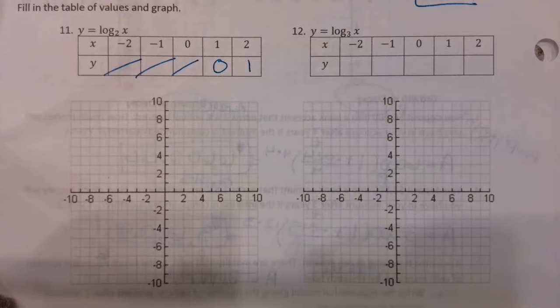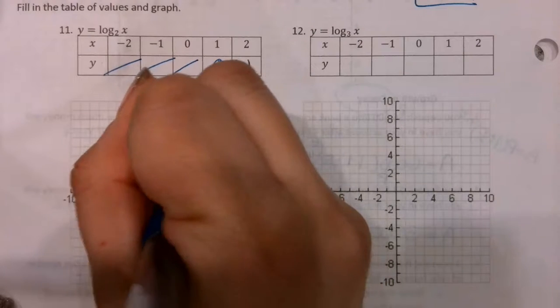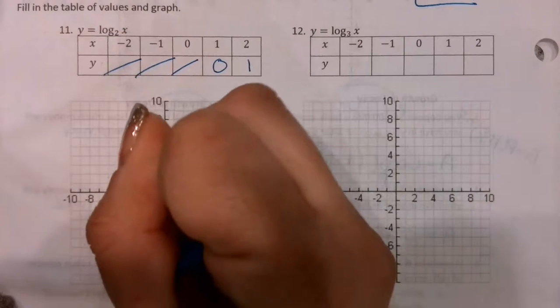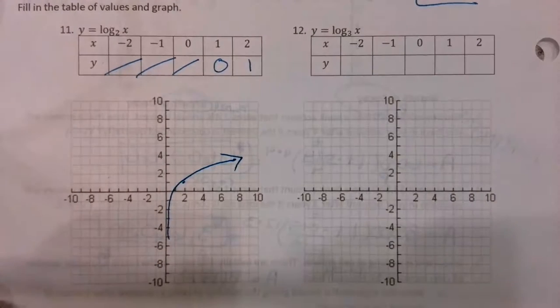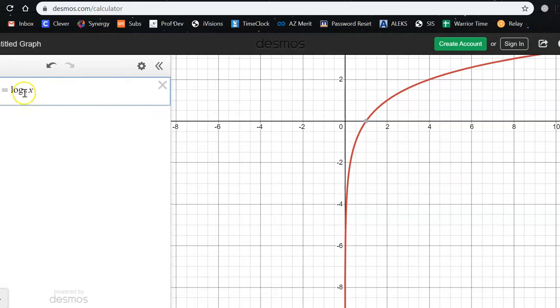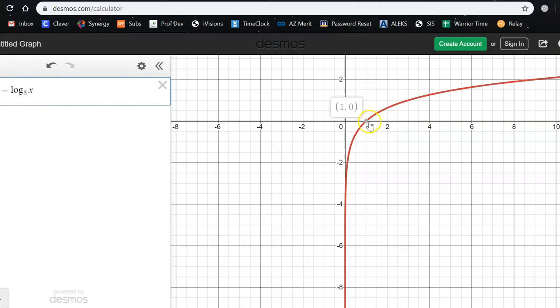Okay. Then if I go graph this, I can go sketch the graph I just saw in Desmos, like that. I'm going to do the same thing for log base 3, right? Log base 3. Okay. So at 1 it's 0, and at 2 it's 0.631.